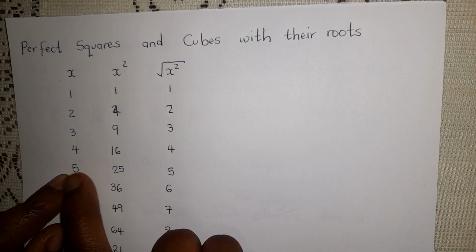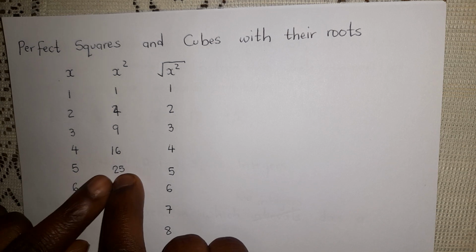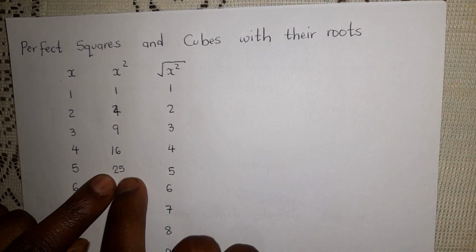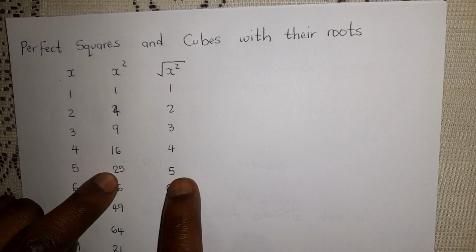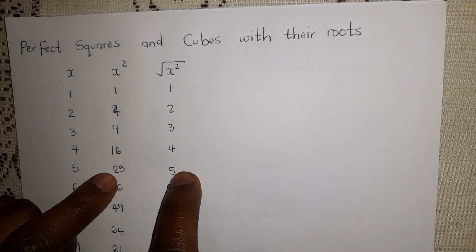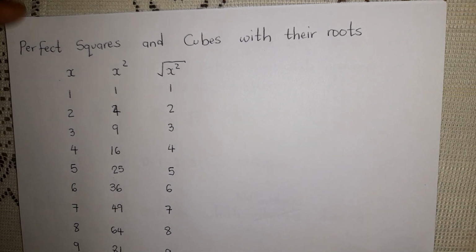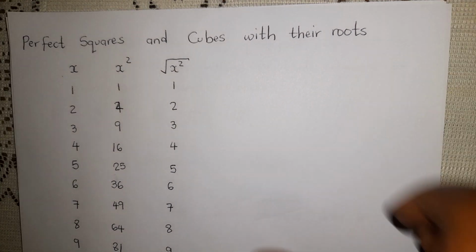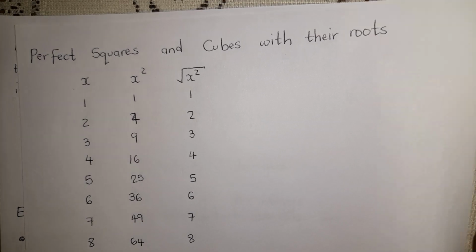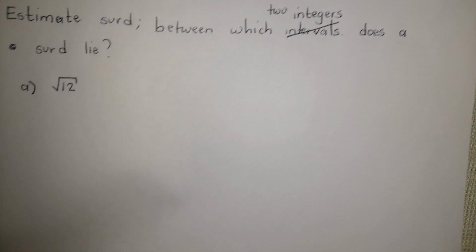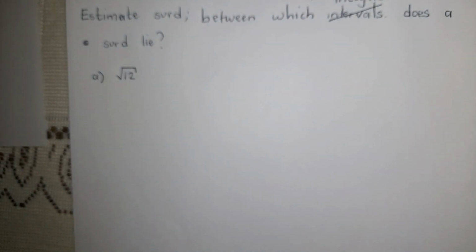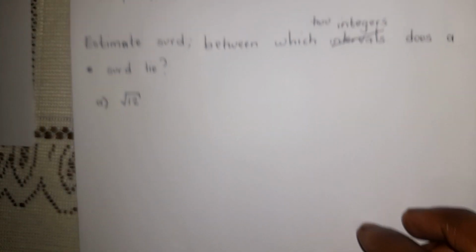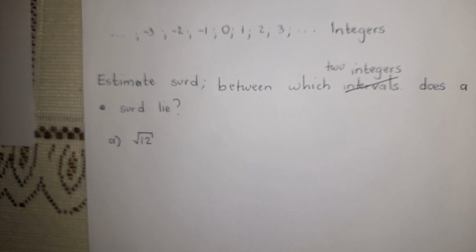Similarly, 5 squared will give me 25. And if I take the square root of 25, it will give me 5. Why do I need this? The reason is straightforward. In order for you to be able to estimate a surd, one easy way is to look at this surd without its root.